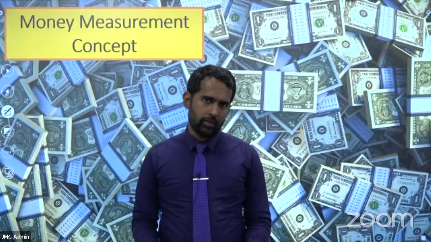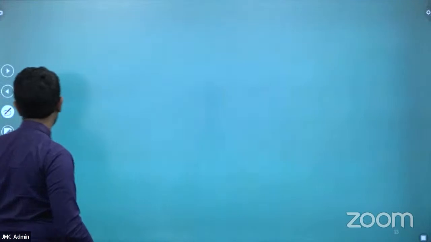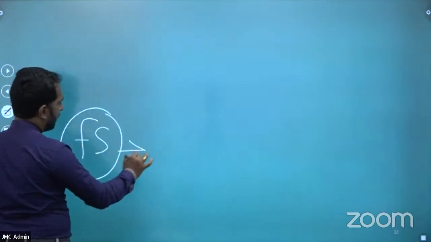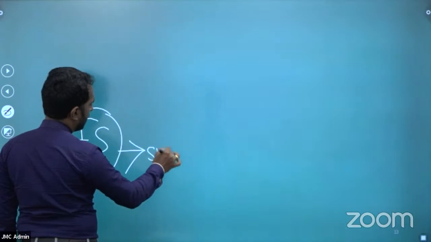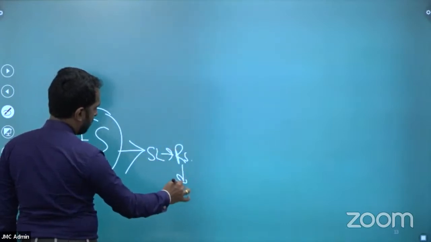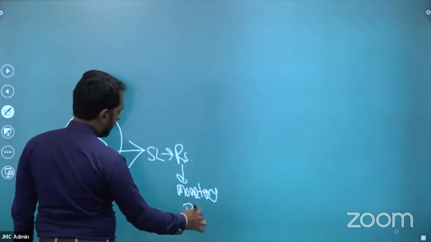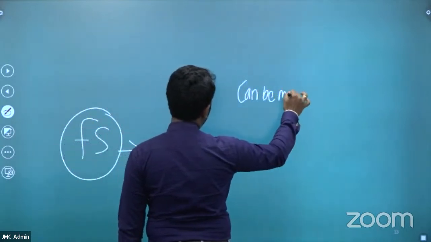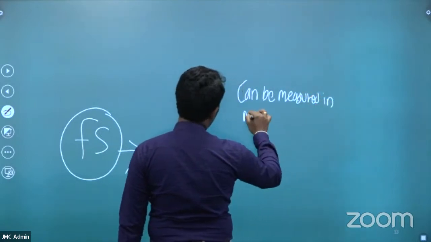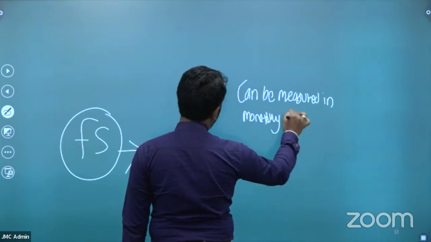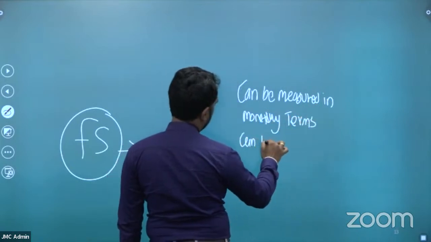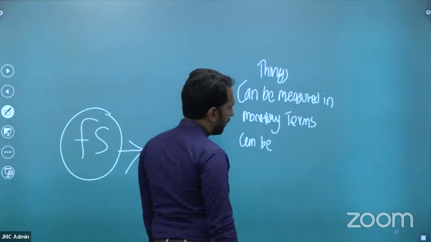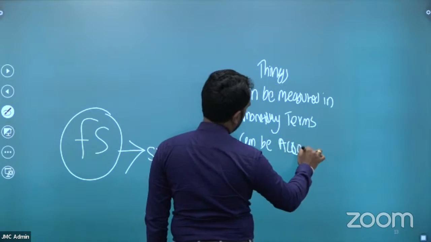Then we move towards a beautiful accounting concept called the money measurement concept. What we need to understand is that all the financial statements are prepared in, in the Sri Lankan context, rupee terms. Rupee is a monetary term. That means anything that can be measured in monetary terms can be accounted.